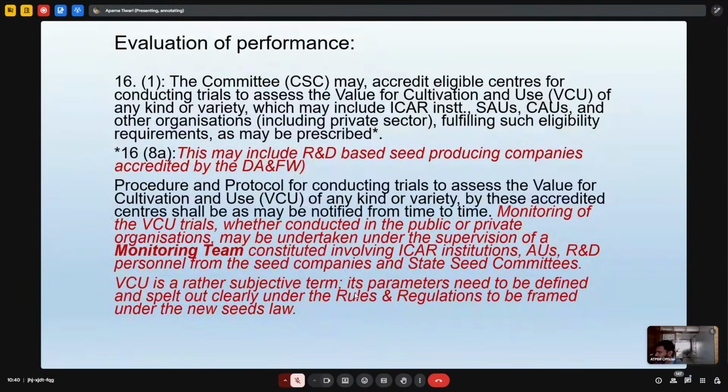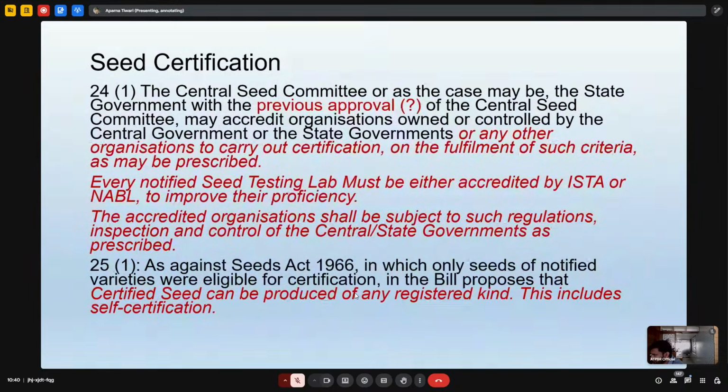VCU, we have to be very careful when the rules are framed. This VCU has to be described very carefully, because it's a very subjective term. How many characteristics or how many parameters? It may be different in case of vegetables. It may be different in case of an oil seed or a fiber crop. So very carefully, this has to be framed under the new seed law. Next one, please.